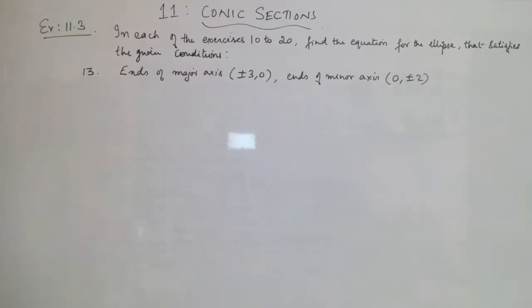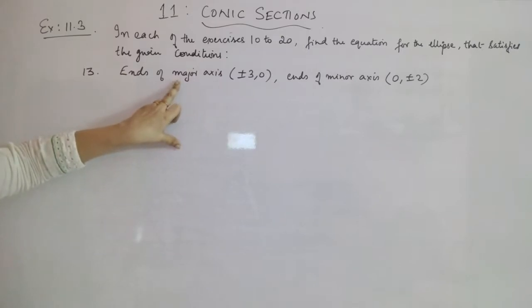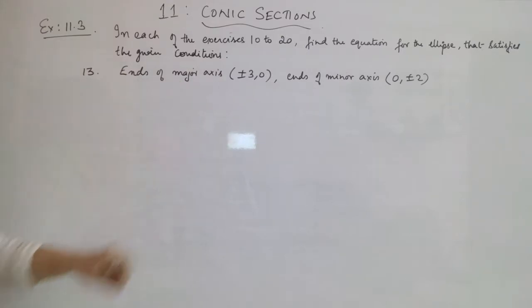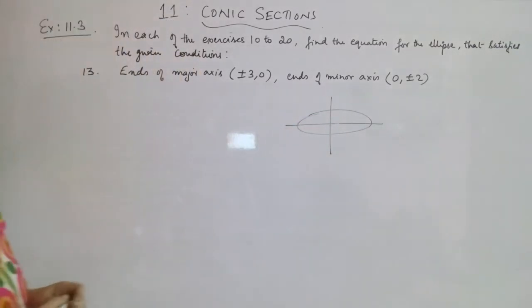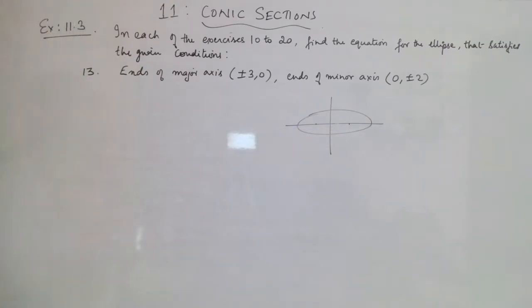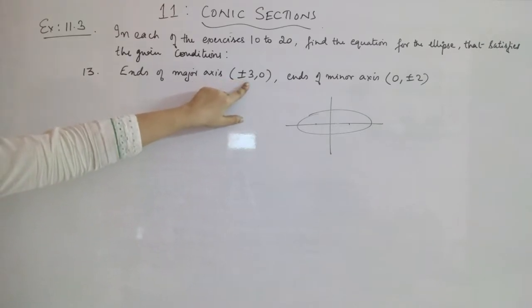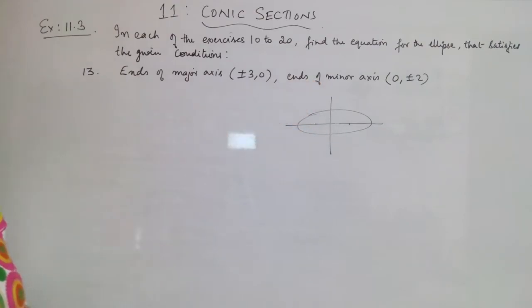Question number 13: ends of major axis is plus or minus 3, 0 and ends of minor axis is 0, plus or minus 2. So you can just see that ends of major axis is of the form plus or minus a, 0. That means the major axis is on the x axis. So you can just say that the form should be x square by a square plus y square by b square equal to 1. Here this will give you a, and the other end of the minor axis, that is on the y axis, gives you b. So if you have a and b, you can write the equation directly.